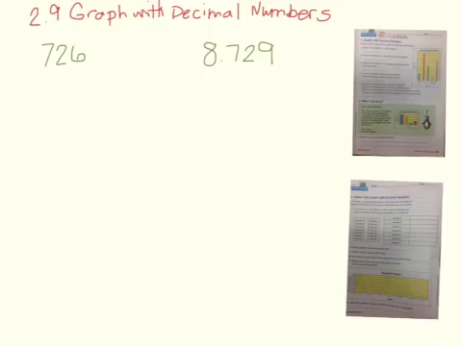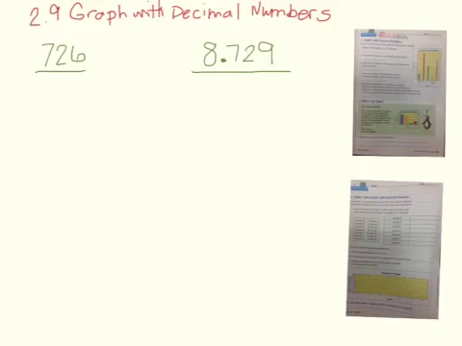So the first thing, I know that you did rounding with decimals in your last lesson. So we're going to kind of go back to that a little bit today. And the first thing I want to do is you see these two numbers here, 726, and 8 and 729 thousandths. So the first thing I want to do is kind of revisit some of that rounding that you did yesterday.